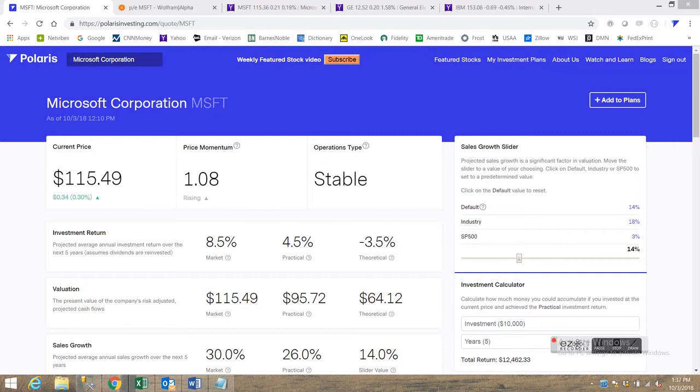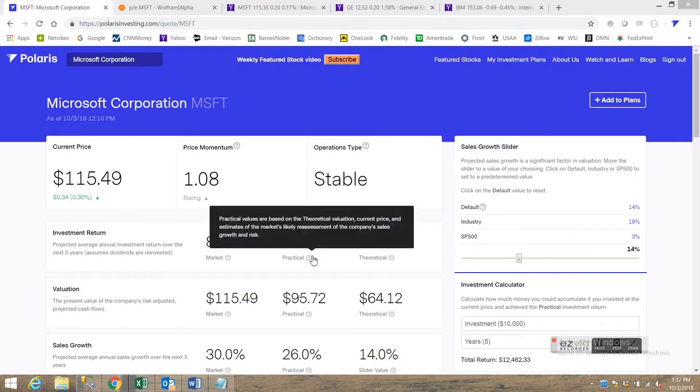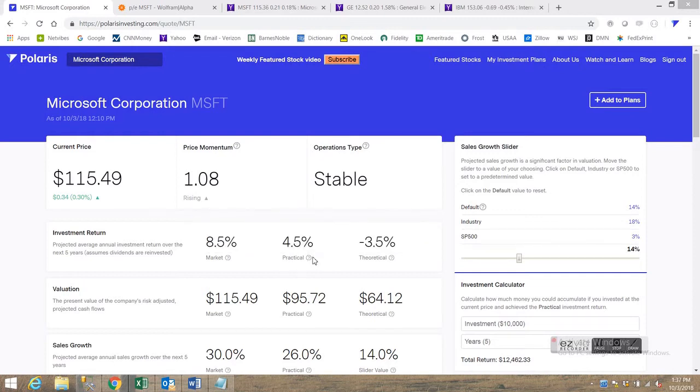First off, let's look at the current valuation. The intrinsic or practical investment return is 4.5%. So, with all the defaults built into the valuation formula, on the surface it doesn't look like much of an opportunity here for a very well-known company, Microsoft. The theoretical valuation is only $64.12. Yet you can see here today's price is well over $115. We've got quite a disparity between the market price and the theoretical valuation. So we need to understand more of what's going on there.